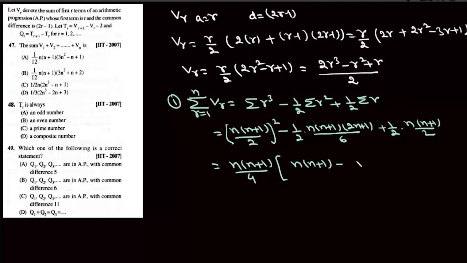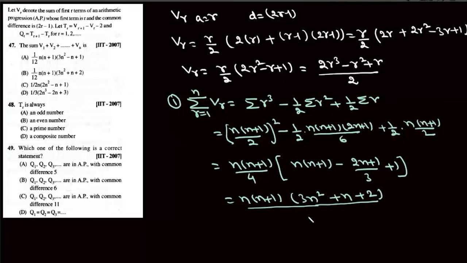We'll have n(n plus 1) minus (2n plus 1) by 3 plus 1. So it will be n(n plus 1), and we'll have (3n square plus 3n minus 2n plus n, and then minus 1 plus 3 plus 2) whole divided by 4 into 3, 12. And that's your option B.